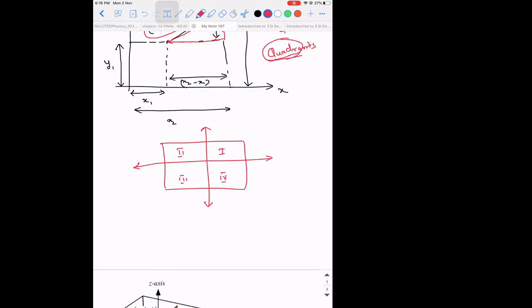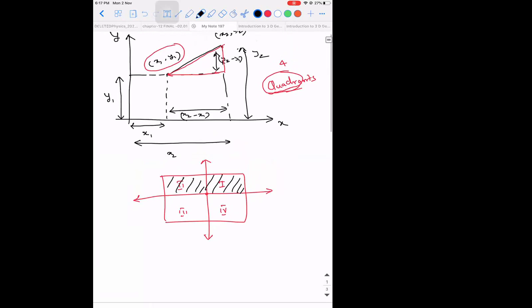If the partition is on the right of the y-axis and above the x-axis, that particular quadrant is called the first quadrant. If the partition is above the x-axis and on the left of the y-axis, we call it the second quadrant. In a similar way, you can extend the concept to third and fourth, right? I hope you're able to understand this, guys.